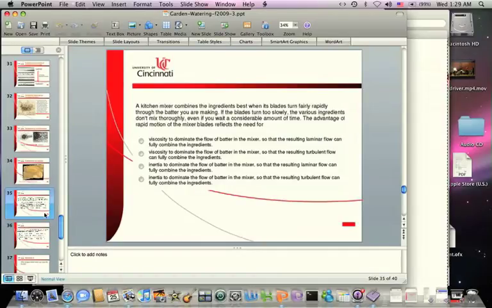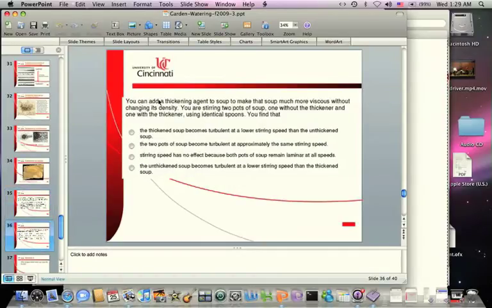So, next one. You can add a thickening agent to soup so that the soup becomes more viscous without changing its density. You're stirring 2 pots of soup, one without the thickener and one with the thickener, using identical spoons. 1. You find that the thickened soup becomes turbulent at a lower stirring speed than the unthickened soup. 2. The 2 pots of soup become turbulent at approximately the same stirring speed. 3. The stirring speed has no effect on both pots of soup. They remain laminar at all speeds. 4. The unthickened soup becomes turbulent at a lower stirring speed than the thickened soup.